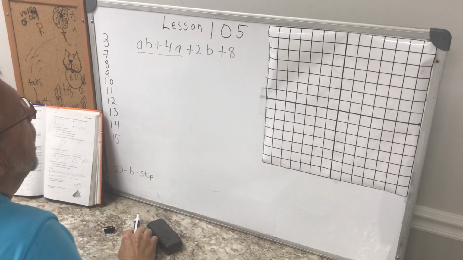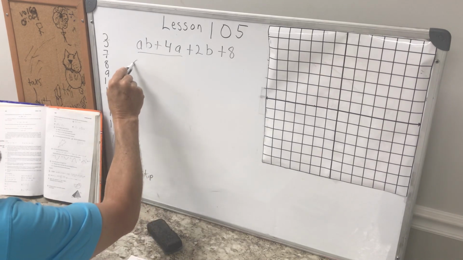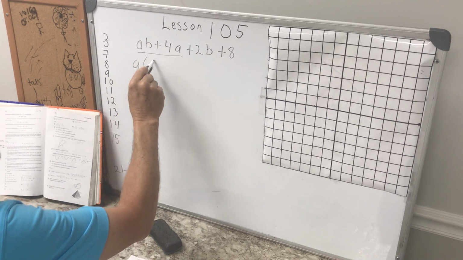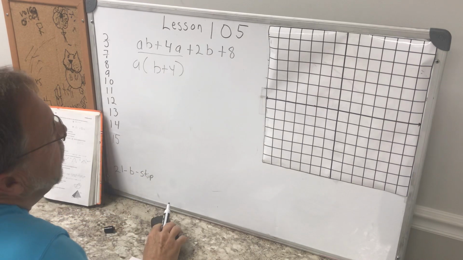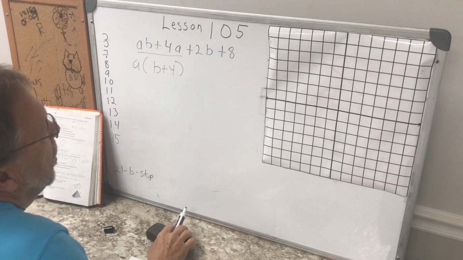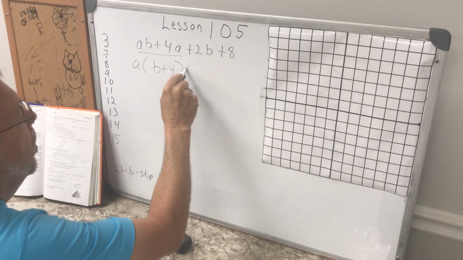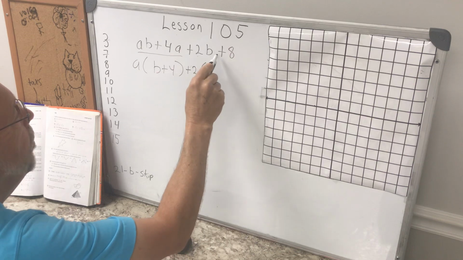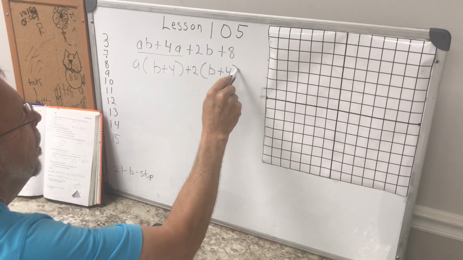What could we factor out of those two? We could factor out an A, is that right? So we factor out an A. What we have left is B plus 4. Look on this side. What can we factor out? Let's see, the 2 and the 8. We can factor out a 2. It's 2, and we have a B plus 4.